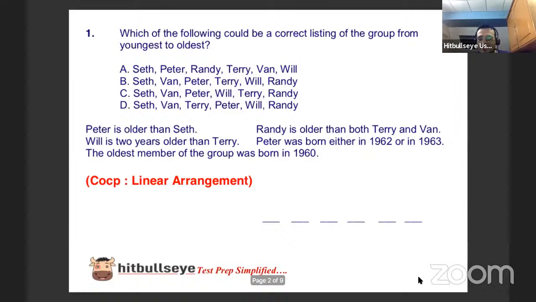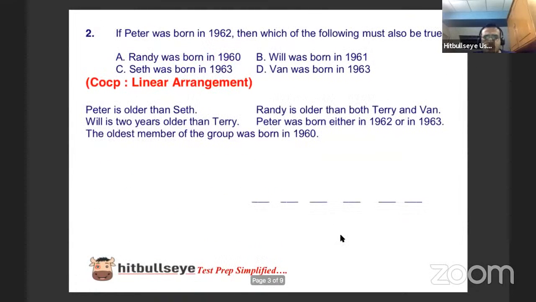Rahul, don't you want your answer to be known to everyone? Please share it with everyone. Okay. Let's go to the next one. Question number 2.